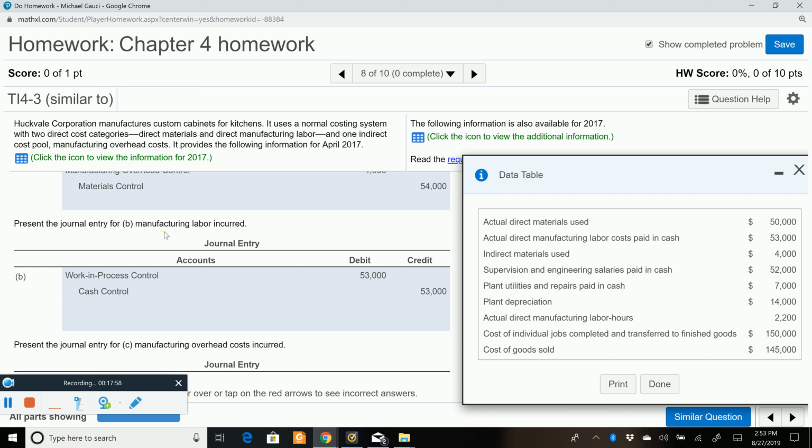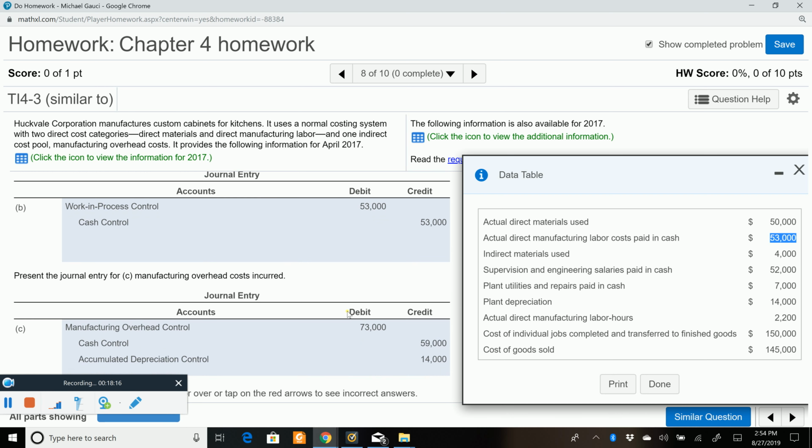All right, next. How about the labor incurred? We are talking specifically about the direct labor, which in this case is $53,000. We will debit the WIP for the direct labor and credit the cash because obviously it's payday. It's like paying the payroll.